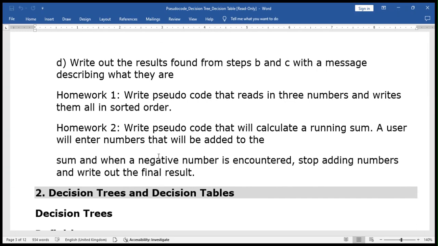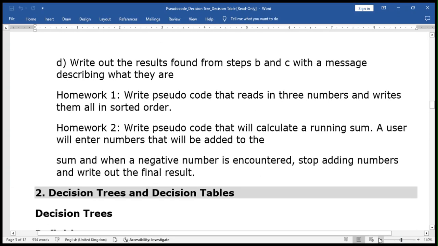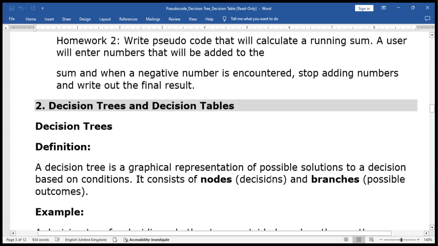Then I have more. Homework 1, write pseudocode that reads in 3 numbers and writes them all in a sorted order, meaning that now you can arrange them in increasing order or decreasing order. Homework 2, write pseudocode that will calculate a running sum. A user will enter numbers that will be added to the sum, and when a negative number is encountered, stop adding the numbers and write out the final results. Of course, that is more involving now.